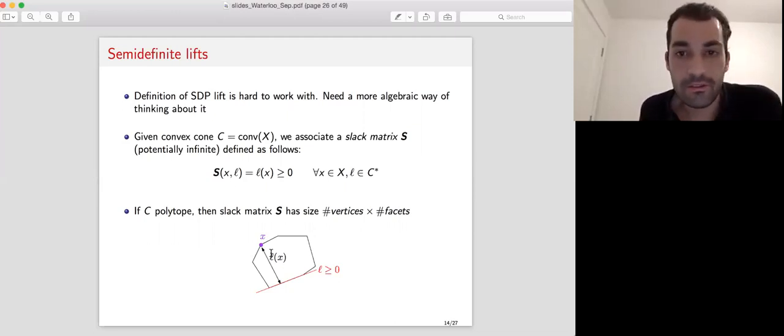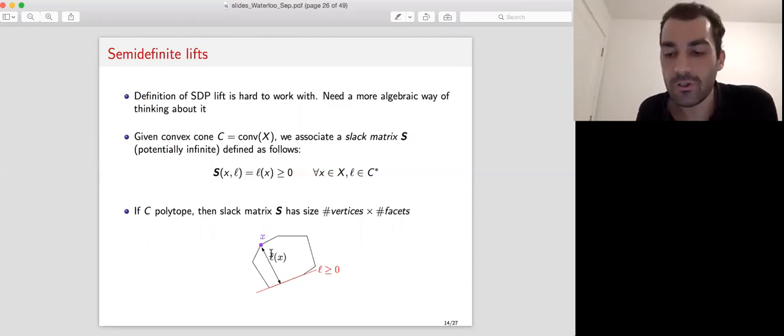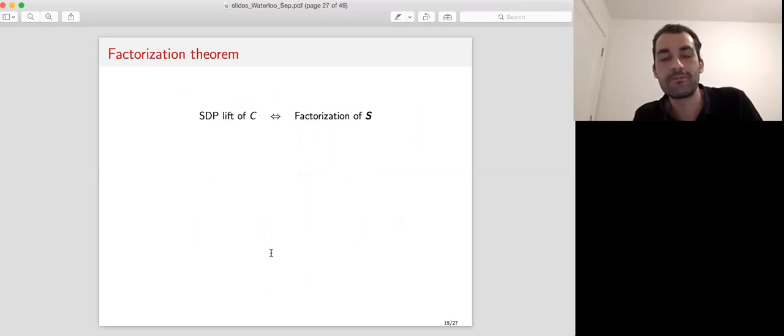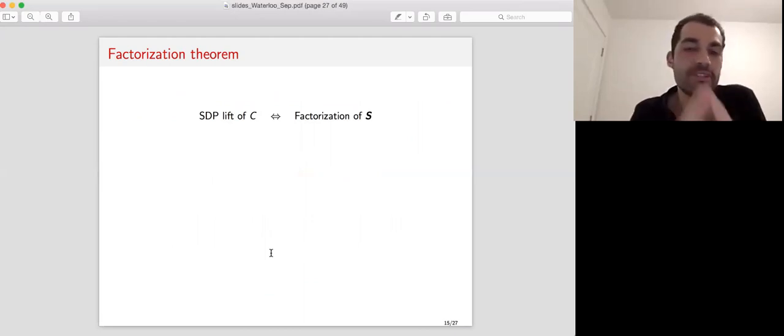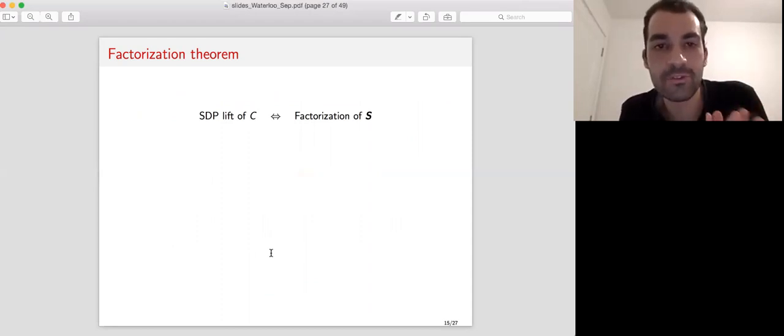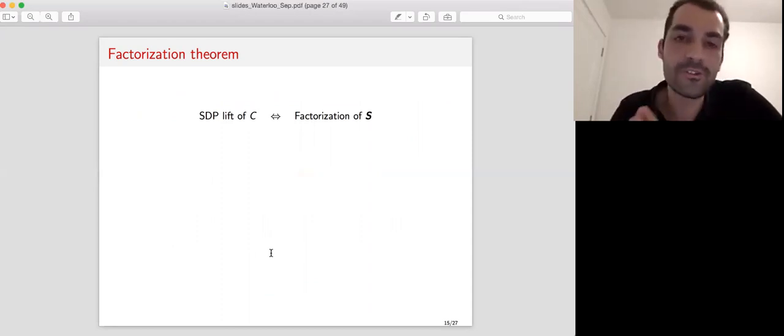And this is just the matrix. Okay, so this is my matrix. If C is a polytope, then this matrix is finite, but in general this is an infinite matrix. So this matrix has non-negative numbers, and the main takeaway message from this slack factorization theorem is that the existence of a semi-definite representation of C is equivalent to a certain factorization of my slack matrix S.